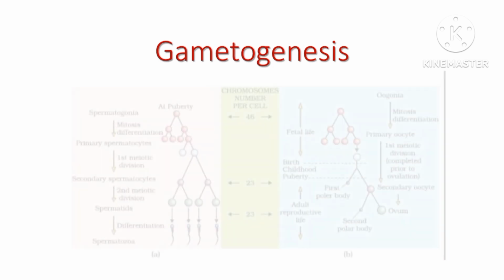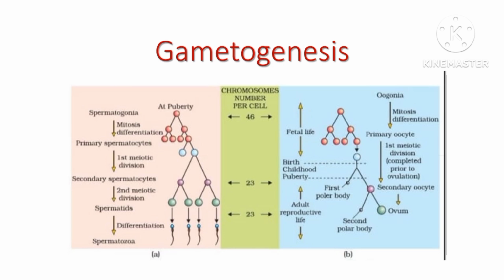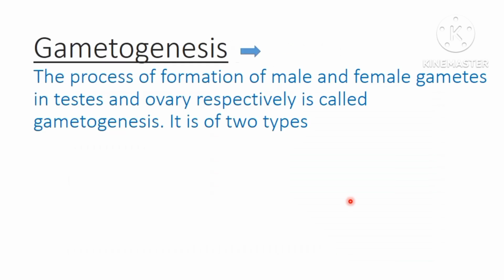Have you ever wondered how life begins at the cellular level? It all starts with gametogenesis, the process by which our body produces gametes, sperm in males and egg in females. In this video, we'll break down the entire process in a simple and clear way. So let's get started. What is gametogenesis?